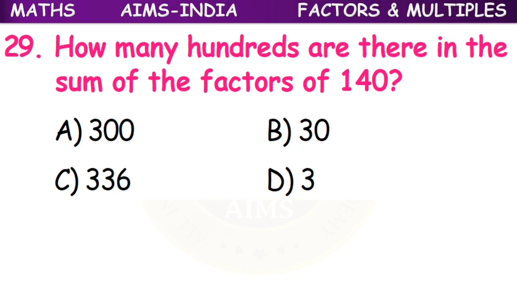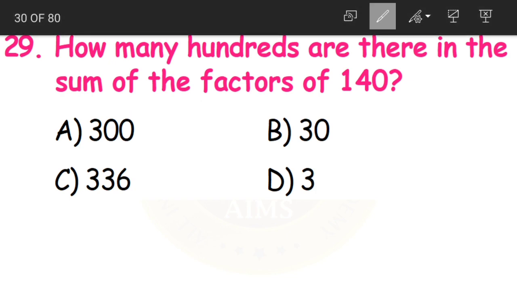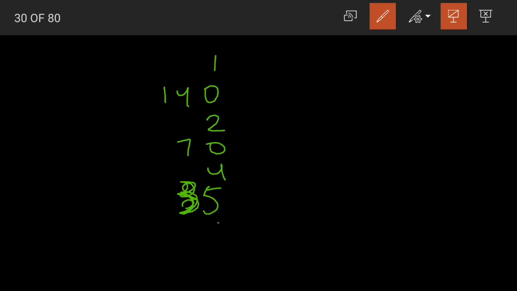How many hundreds are there in the sum of the factors of 140? Again, what should we do? Find out the factors of 140. The sum of factors of 140. 1 140s are 140. 2 70s are 140. Does it come in 3 table? No. 4 table? Yes. 4 3s are 12, 4 5s are 20. So 4 35s are 140. Again in 5 table we have 5 28s are 140.